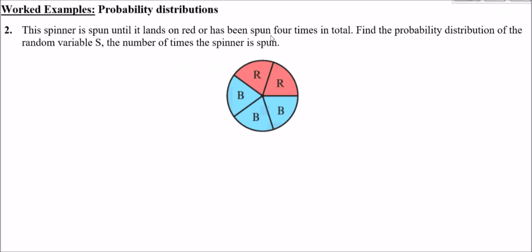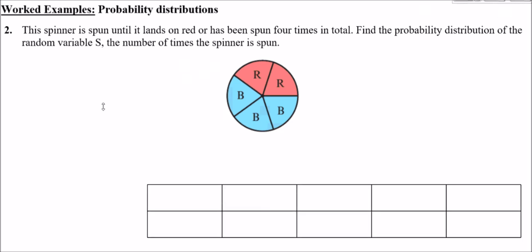So what we can do now is think about what the table would look like. And so here's a table I've made earlier, which we can now fill in. The random variable s is just the number of times the spinner is spun. So if little s is the number of spins, the number of spins could be anywhere between 1 and 4. Now I can think about the probability that the random variable s equals one of these little s's. So let's think about these in turn.